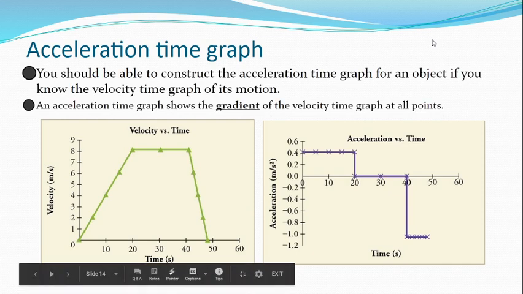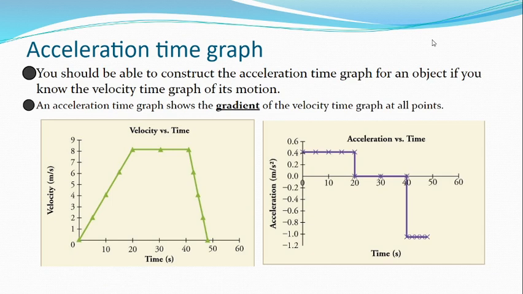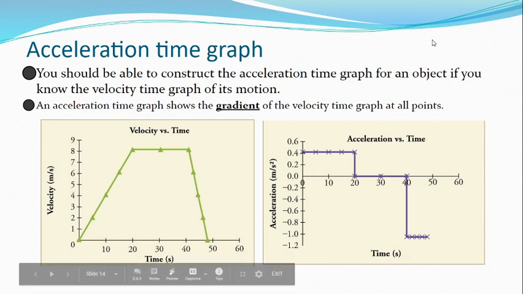get the acceleration, they've done v minus u, so it was obviously 8 minus 0 is 8, divide that by 20. 8 divided by 20 is 0.4 meters per second squared. So for the first part, we've got an acceleration of 0.4 meters per second squared for the first 20 seconds, because that's the first bit of acceleration there.